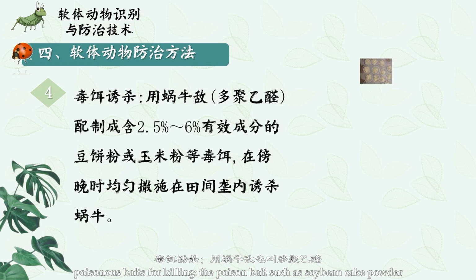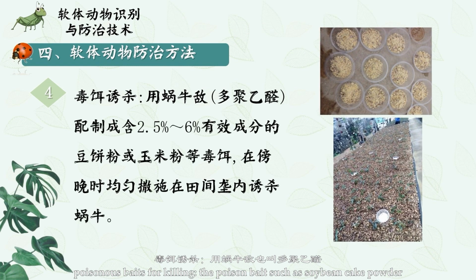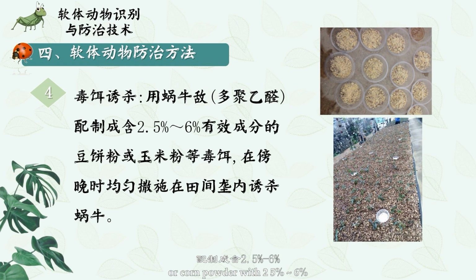Poisonous baits for killing. The poison bait, such as soybean cake powder or corn powder with 5 to 6% effective ingredient prepared by snail enemy, also called polyacetaldehyde, can be evenly spread in the field ridge in the evening to kill snails.